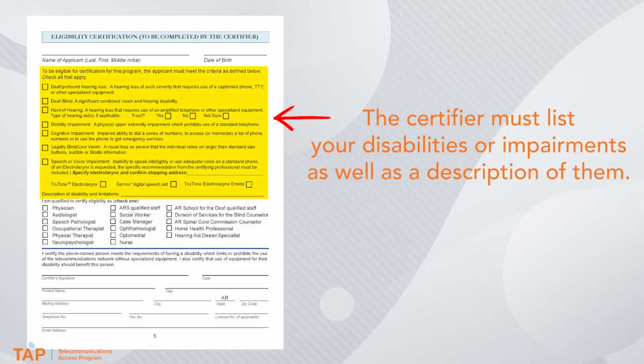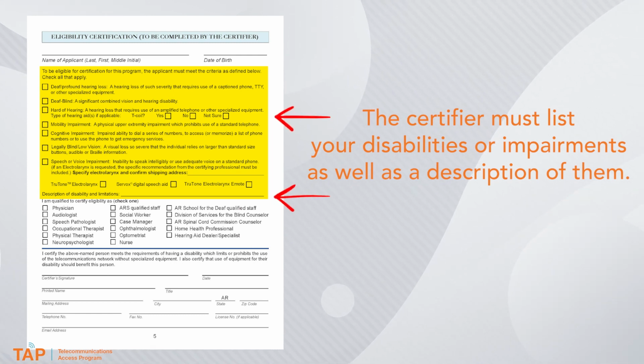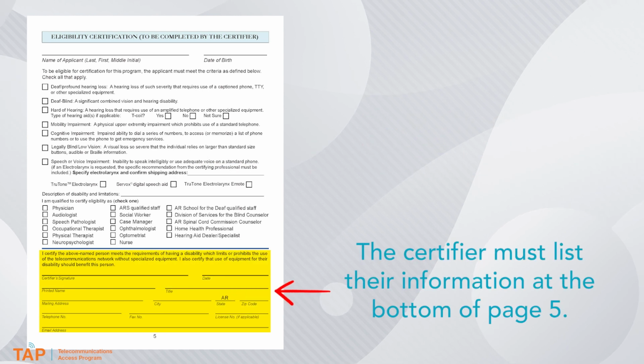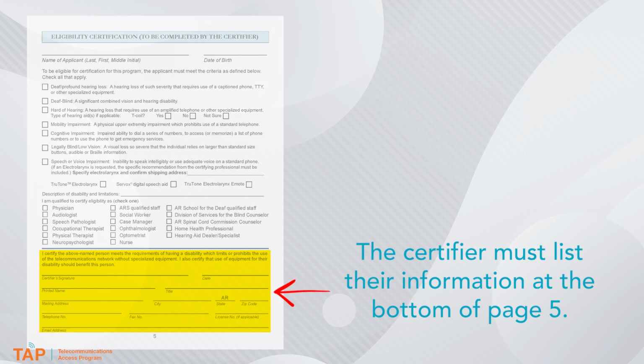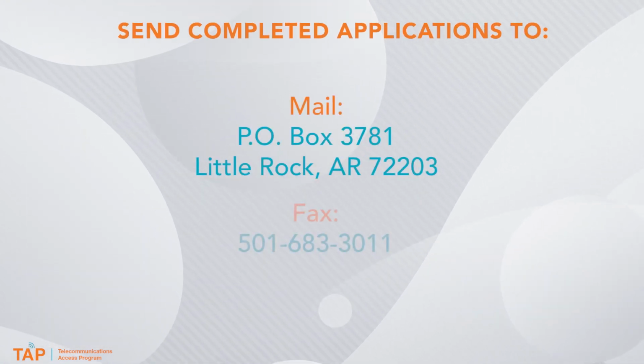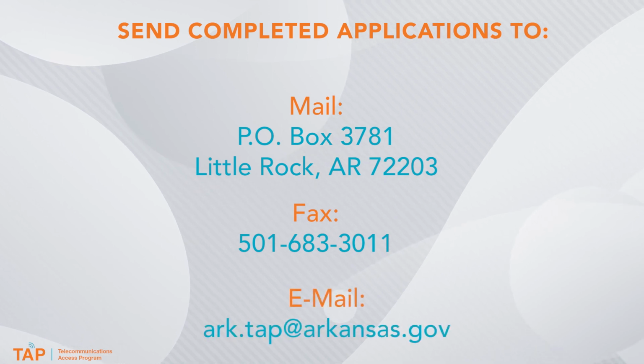The certifier needs to fill out this page, including the disability or impairment affecting the client and a description of limitations. This helps the TAP staff members match the right telecommunication equipment to the client. The certifier needs to fill out the bottom of this page with their name, title, and contact information. Once the application is complete, it can be sent to TAP offices by mail, fax, or email.